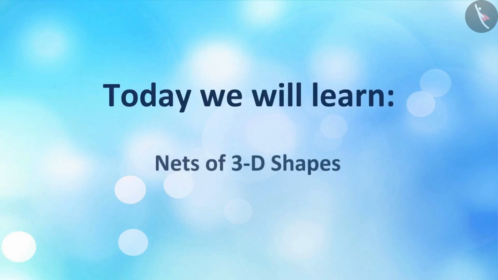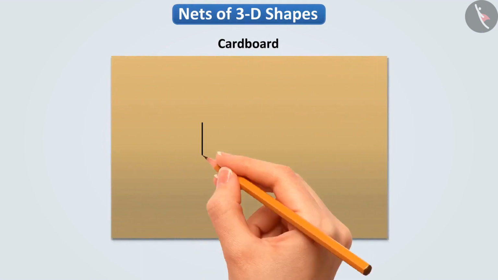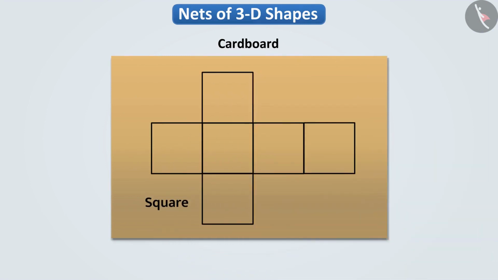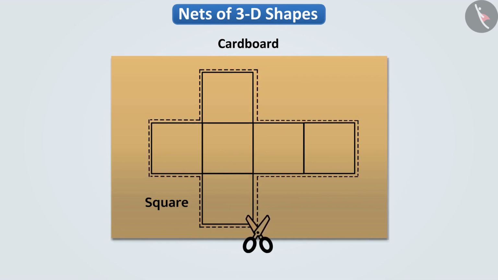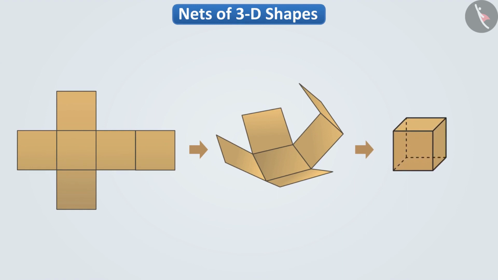Today we will learn about nets of 3D shapes. Let's understand this with an activity. Take a cardboard. Draw squares of equal measurement on it. You can take the square's arm according to the size of the cardboard. Now, cut the shape and separate it from the cardboard. Now, fold each square to form a 3-dimensional shape like this. From this, you will get a cube.